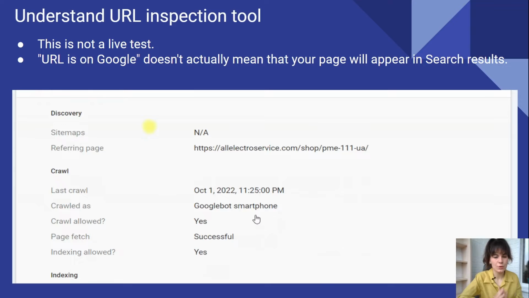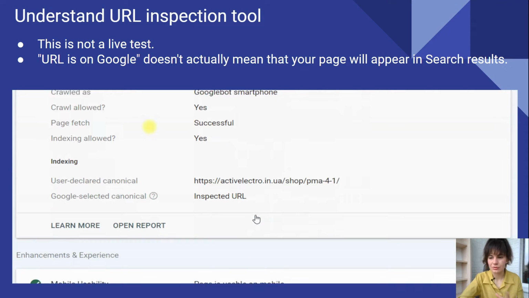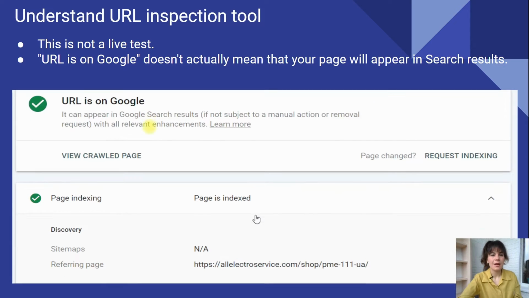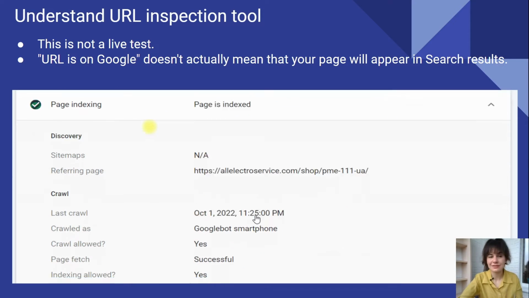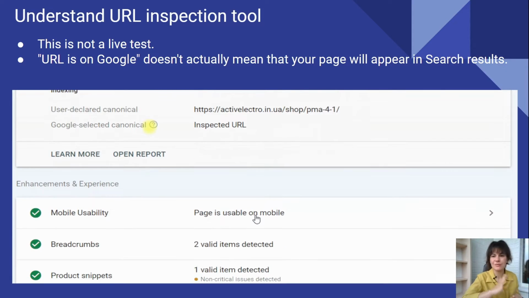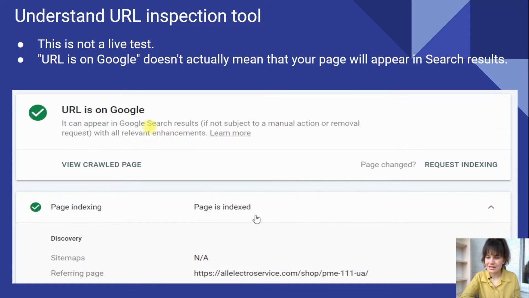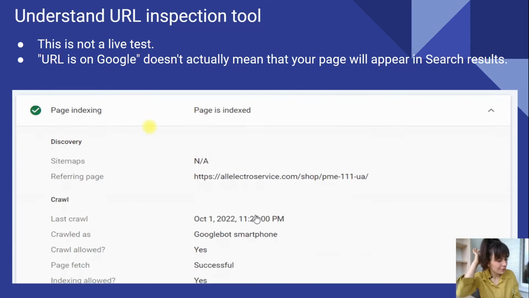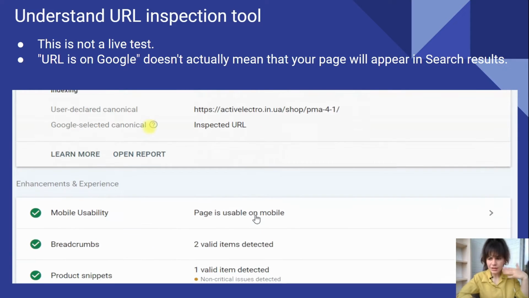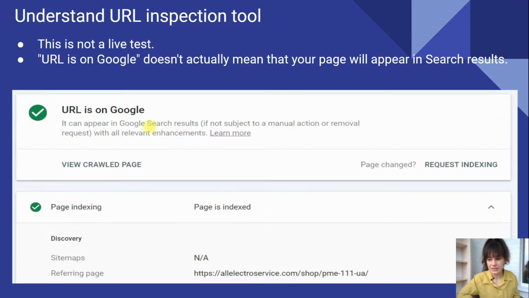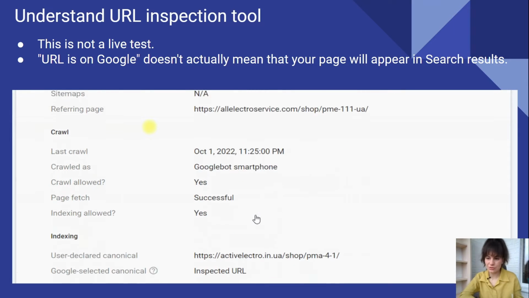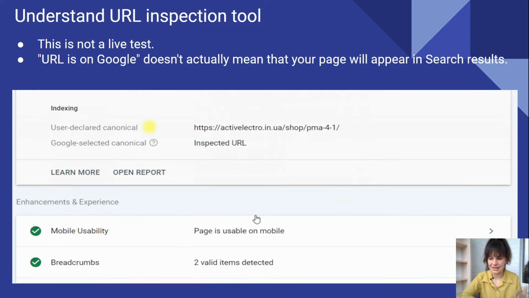The URL inspection tool, we use it a lot to see how Google renders the page and whether it contains any on-page bugs. But you should remember that it is not a live test, and the status "URL is on Google" doesn't actually mean that your page will appear in search results. It just shows that the URL could be crawled and could be indexed, but if, for instance, it doesn't meet Google search quality guidelines, it will be removed from search. Just don't think that "URL is on Google" means the same as the URL actually being on the SERP.